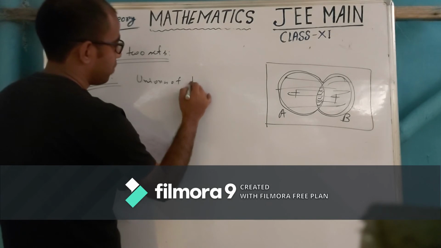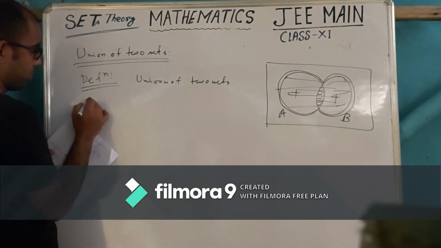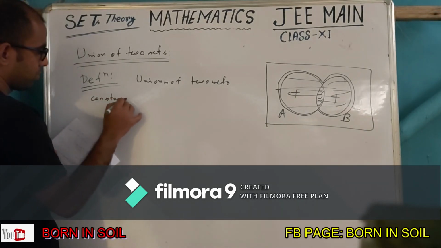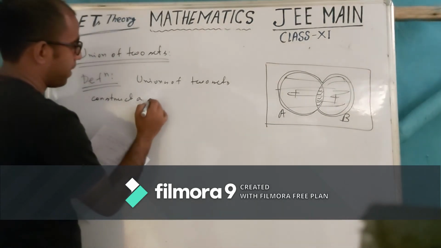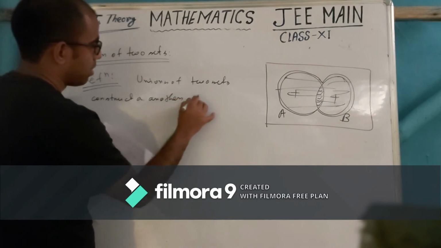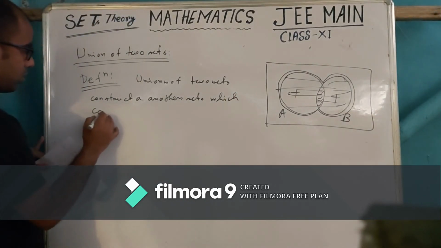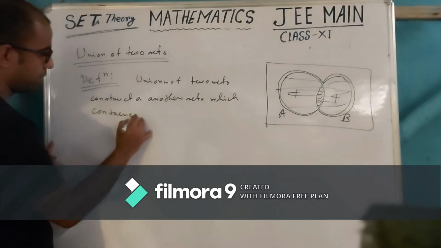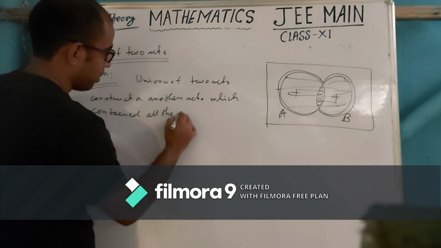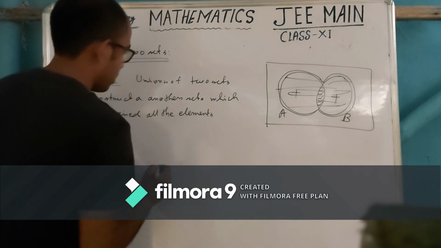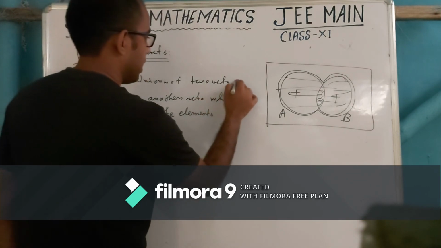Union of two sets. Construct another set which contains all the elements of two sets A and B.